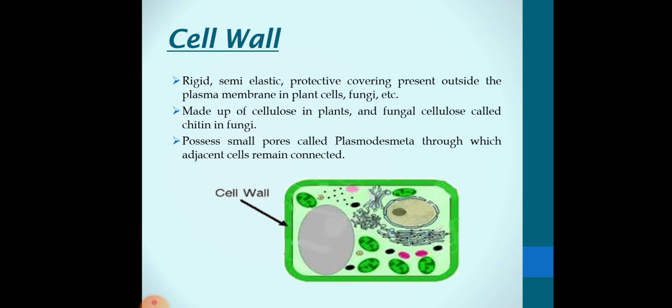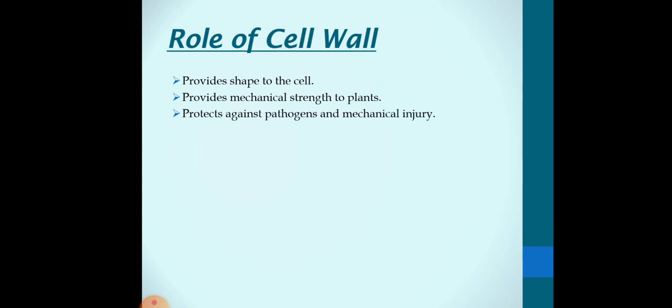Fine. So this diagram shows the presence of cell wall in a cell. Next, what is the role of cell wall? Why does a cell need an extra cell wall when we have a cell membrane? So the first point is it provides shape to the cell. It provides mechanical strength to plants. Okay, it protects against pathogens and mechanical injury. Also, it prevents bursting of cells on endosmosis. That means whenever excess water enters the cell, this cell wall protects the cell from bursting.